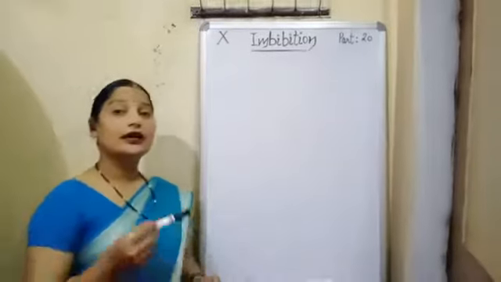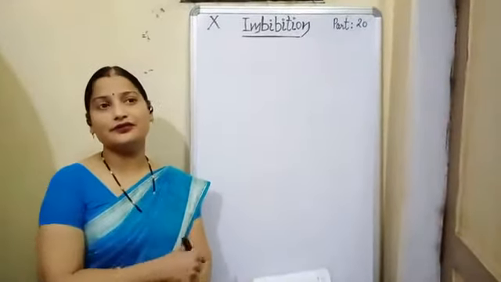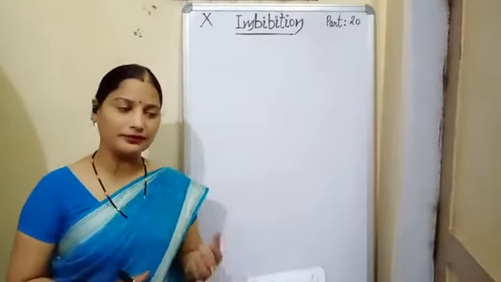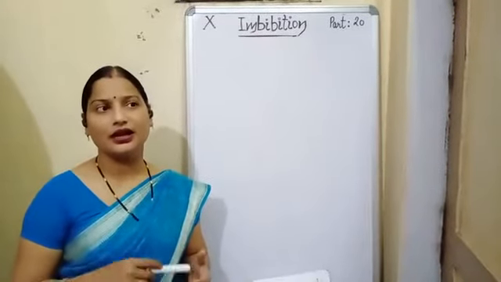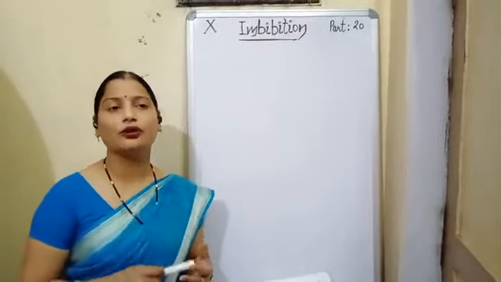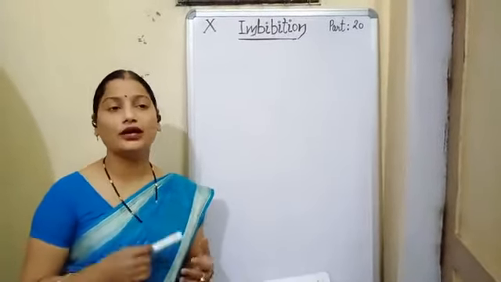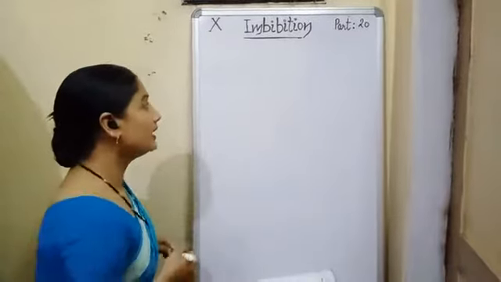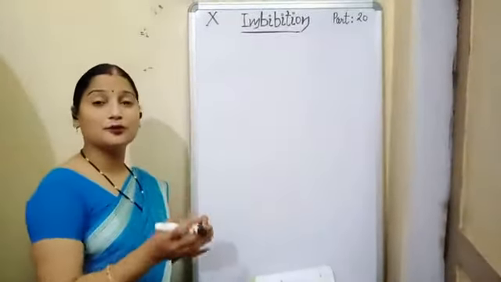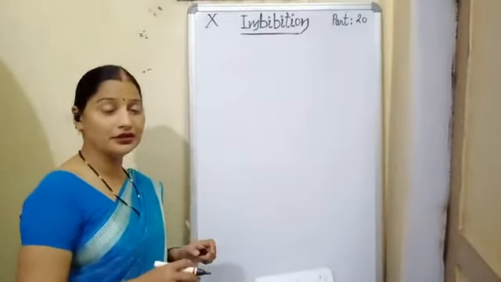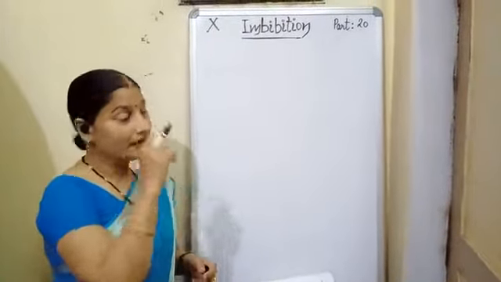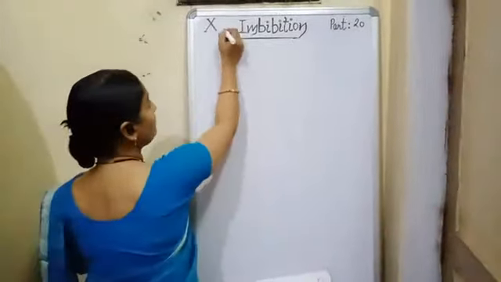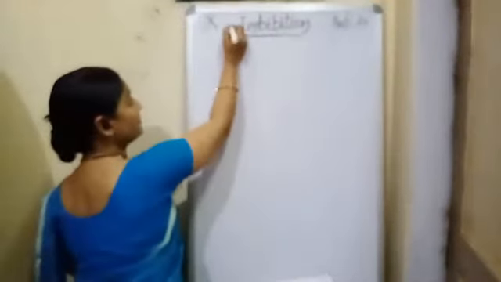Children, in the previous videos we have studied about the roots and the function of the roots, and after that we have read what the adaptations in root are to absorb water and minerals. Now today we will see the modes of absorption of water and minerals by the root up to the xylem. In this case, the first point is imbibition.